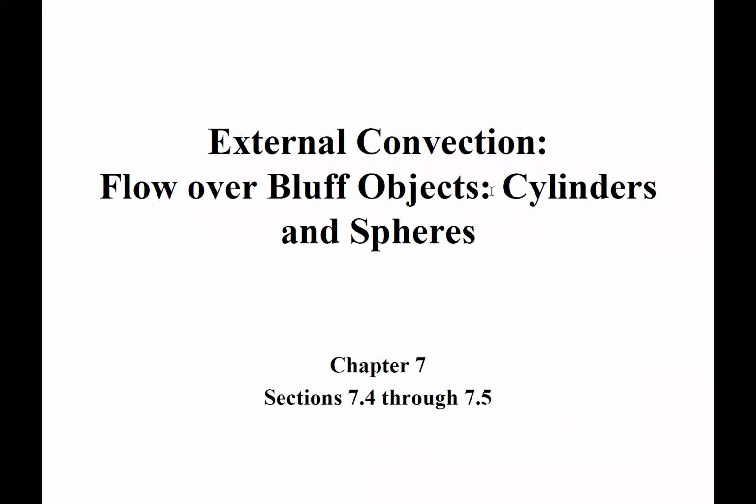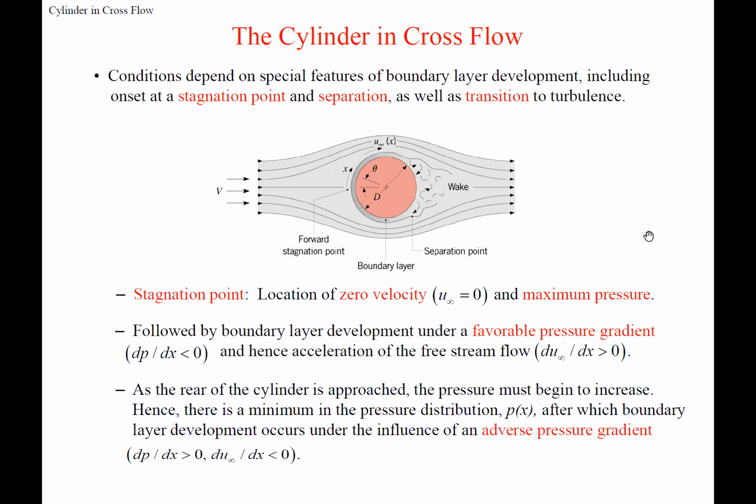So in this case, we're going to change to, so it's still external convection, right? But it'll be bluff objects, okay? So cylinders and spheres, with the flow over them. So what does that mean? Well, that means now we get a pressure change, okay? And if there's a pressure change, we get a U infinity change.